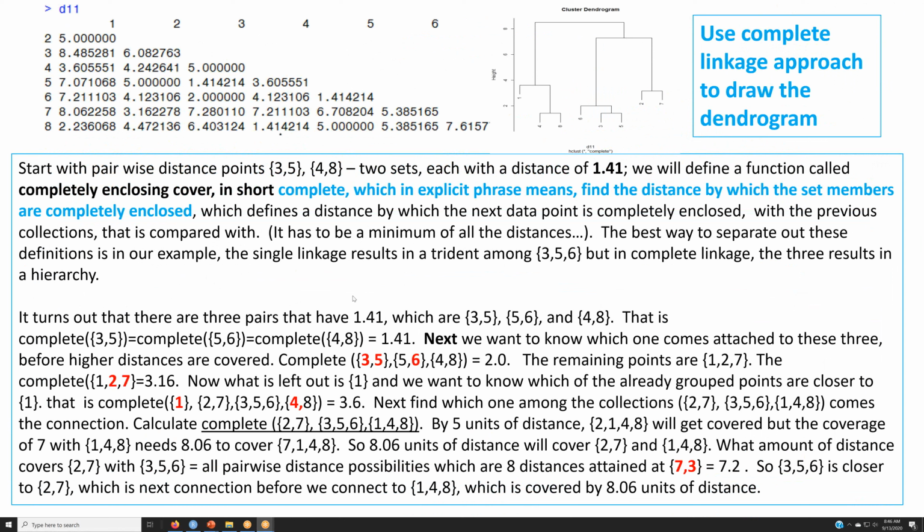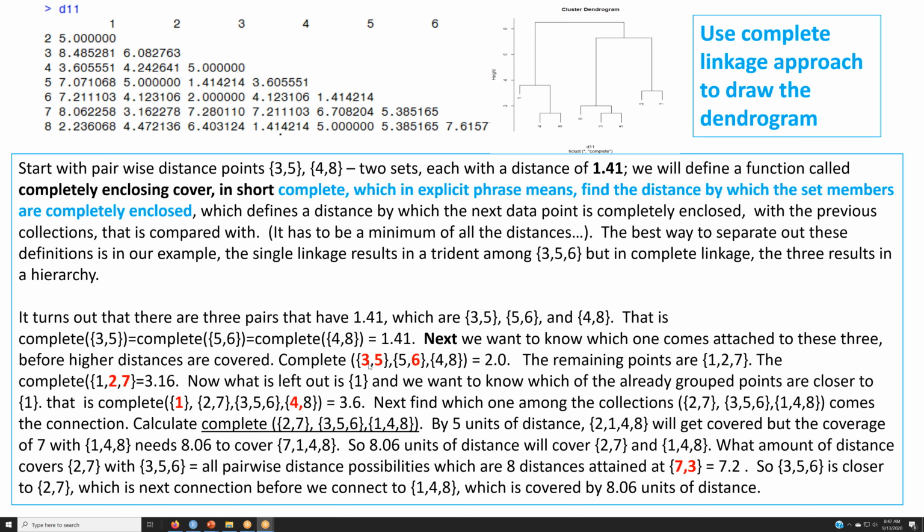So it turns out we are talking about complete linkage, right? All these pairs have 1.41, okay? Because it's only pairwise, we don't have more complex calculation yet. Next, we want to know which one comes attached to these. That function is called complete, right? That's what we are talking about.